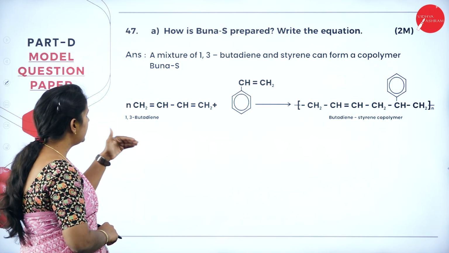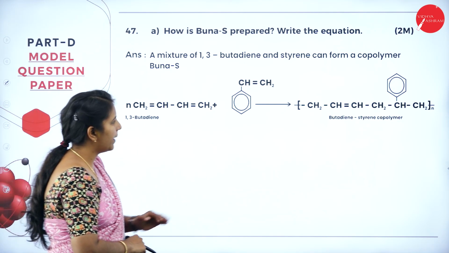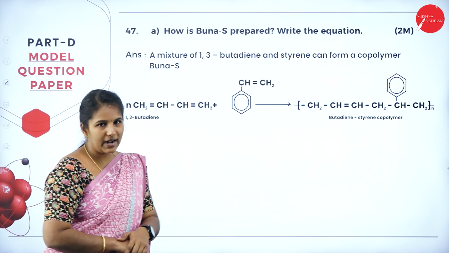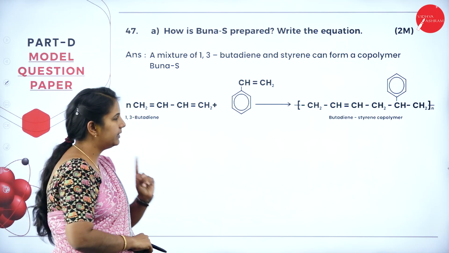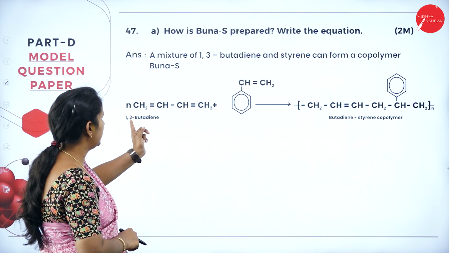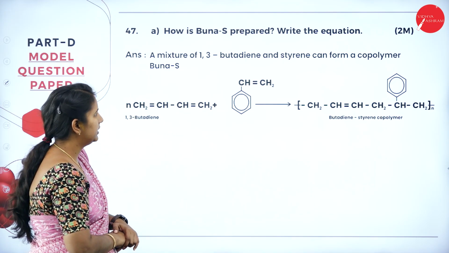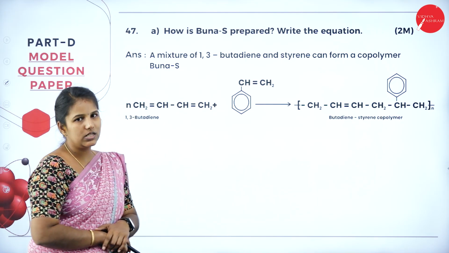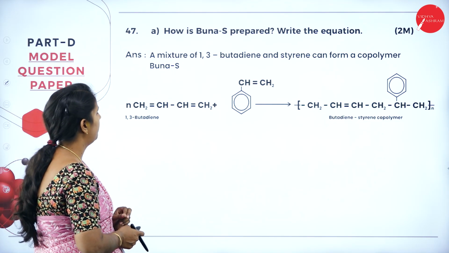Here, when we take a mixture of 1,3-butadiene with styrene, you know what will happen? It gives a butadiene-styrene copolymer with the shifting of only the double bond, and you can see how the double bond has shifted in the 1,3-butadiene and been placed between the second and third carbon atoms. This is just a copolymerization done by taking these two monomers.